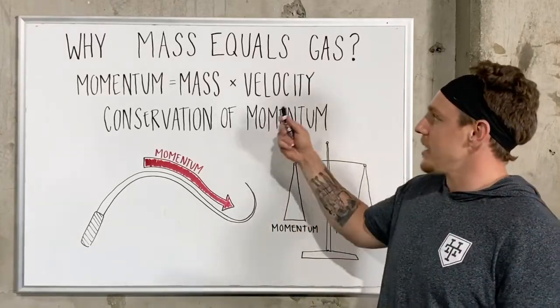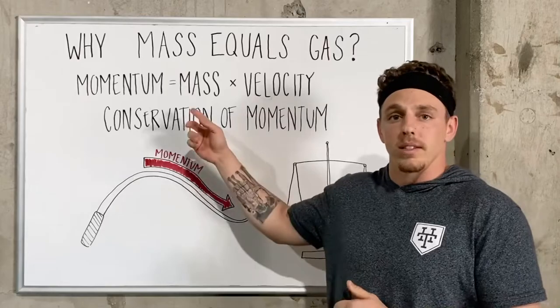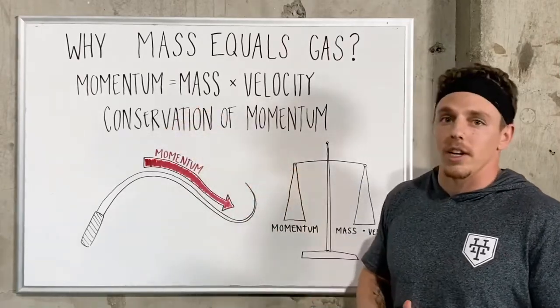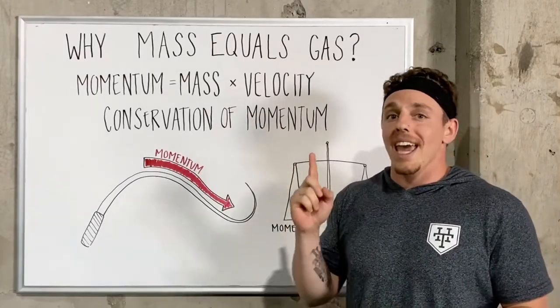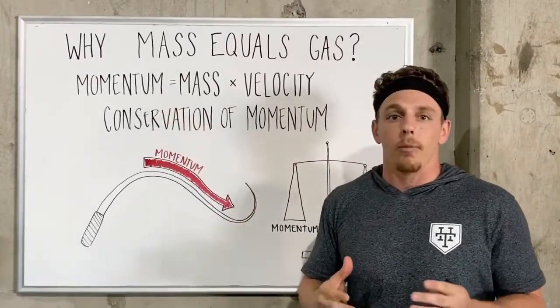So we know that momentum equals mass times velocity, but momentum wants to stay the same. So if we look at this equation, if one side of this equation drops, the other one is going to increase to match that same amount of momentum.